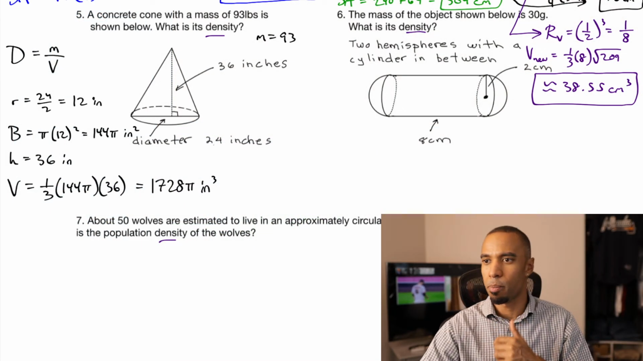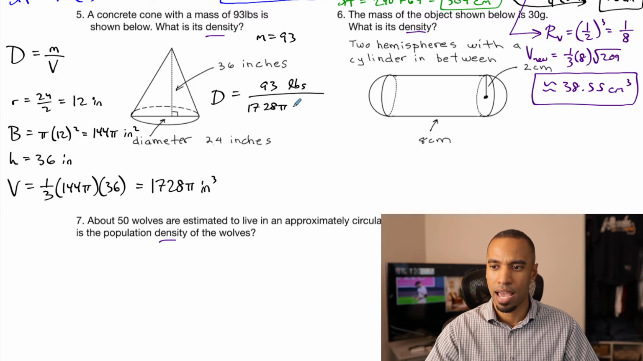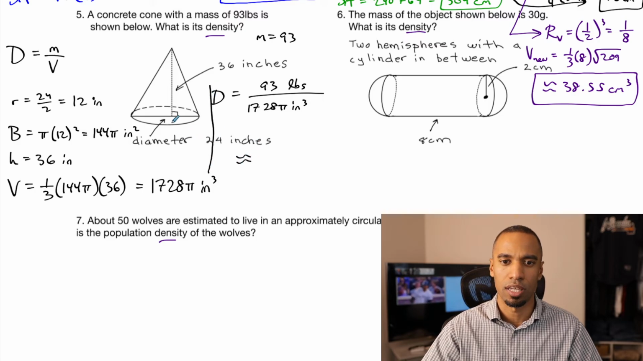So let's kind of go back to the mass over volume thing. Density is mass over volume. So 93 pounds over 1728 pi cubic inches is rounding to approximately, what was my number here?